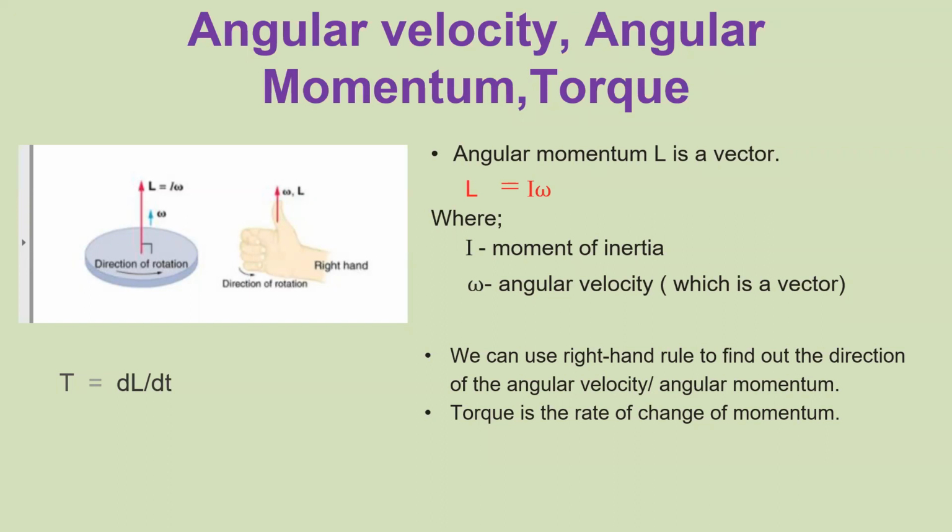So what happened was, by applying a torque, you change the angular momentum of the disk. The rate of change of angular momentum is defined as torque, capital T. So unless there is an external torque, the object will keep on rotating at the same angular velocity unless the moment of inertia is changed.